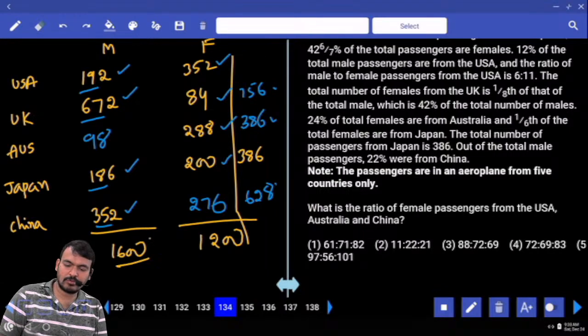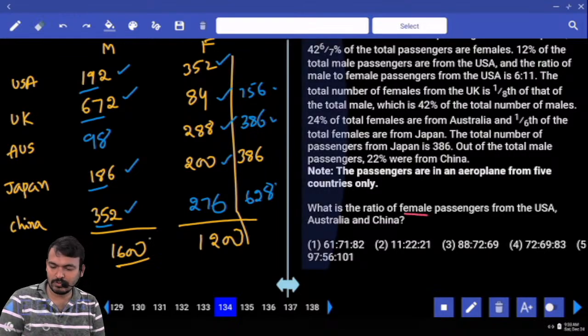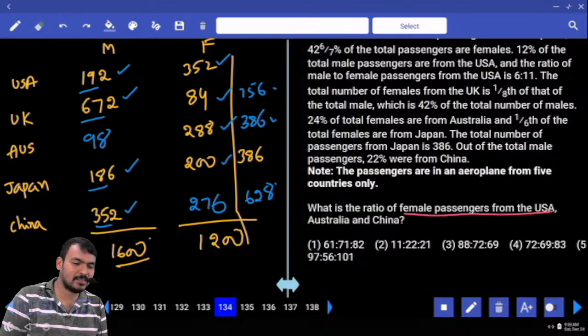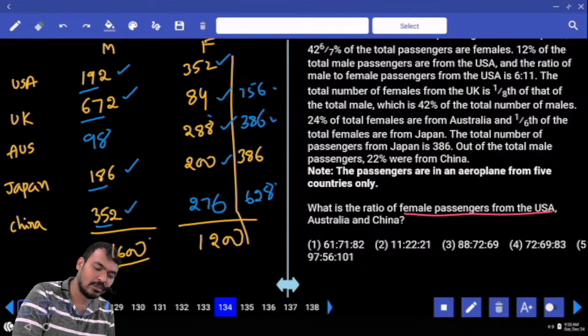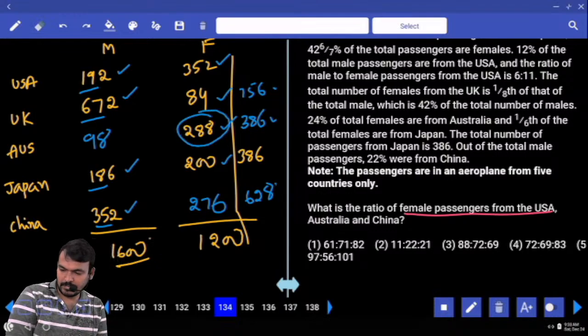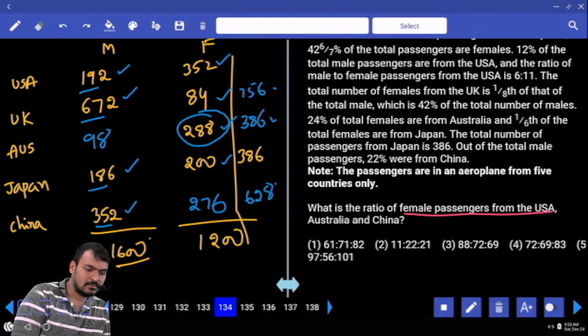ఐ థింక్ 134 క్వశ్చన్ ఆర్ ఈజీ. కొంతమందికి డౌట్ ఉంది, ఆన్సర్స్ వస్తాయా రావా అని. ఫీమేల్ ప్యాసింజర్స్ ఫ్రమ్ యూఎస్ఏ. వాట్ ద ఫీమేల్ ఫ్రమ్ యూఎస్ఏ? 288. ఆస్ట్రేలియా, సారీ, ఫీమేల్ యూఎస్ఏ హౌ మచ్?